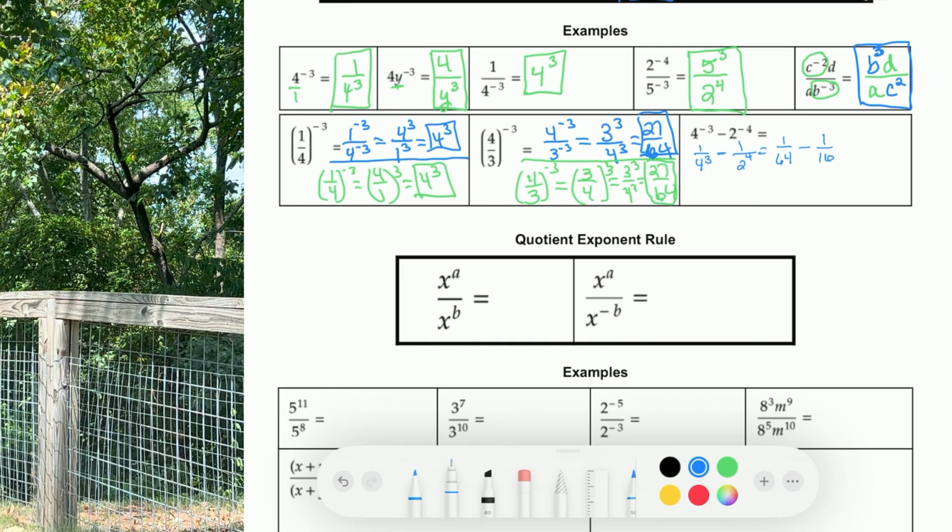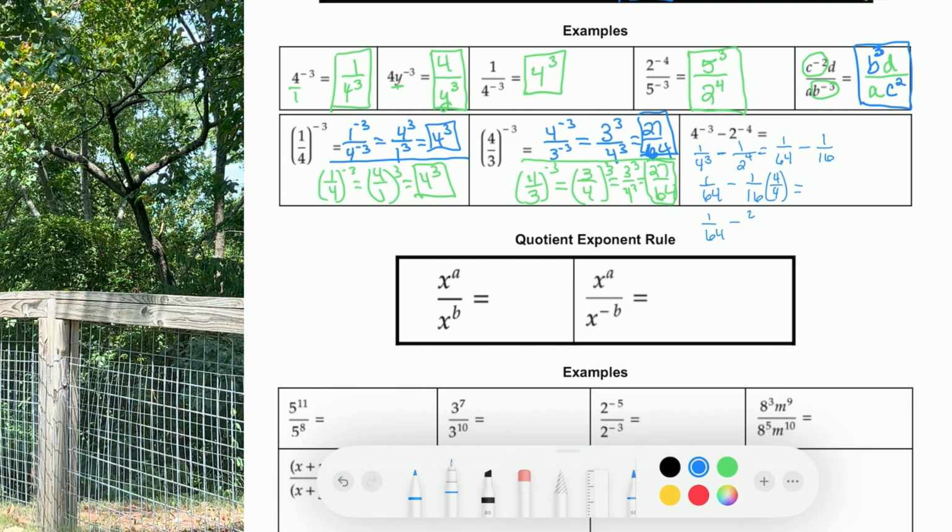Now I've got a situation where I need to get common denominators before I subtract them. 16 is actually a factor of 64. So I don't have to change 64, but I do need to change the 1 over 16. I'm going to multiply it by 4 over 4, because 16 times 4 gives me 64. I'm going to rewrite that, and that becomes 1 over 64 minus 4 over 64. And I end up with negative 3 over 64.